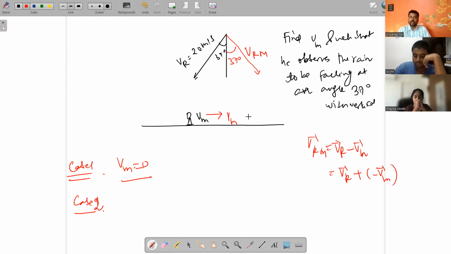So if the man is going right, you can add simply like this, right? That is how you can observe in the frame of the man. The man will come at rest and you can add the velocity of man in the opposite direction. That's how we find relative velocity.